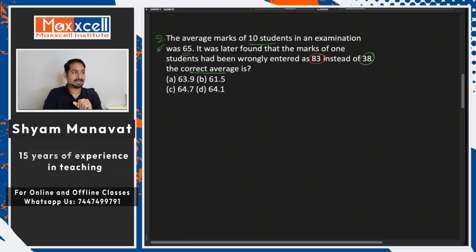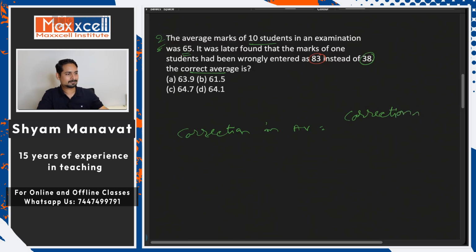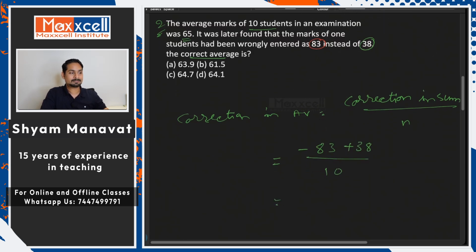Find the correct average. So how do we do it? Come on, how do we do it? Correction in average is equal to correction in sum by number. Remember this formula? So what is the correction in average? Let's do it. Remove 83, add 38, divide by the number of values, 10. What is the difference here? The difference will be 45.